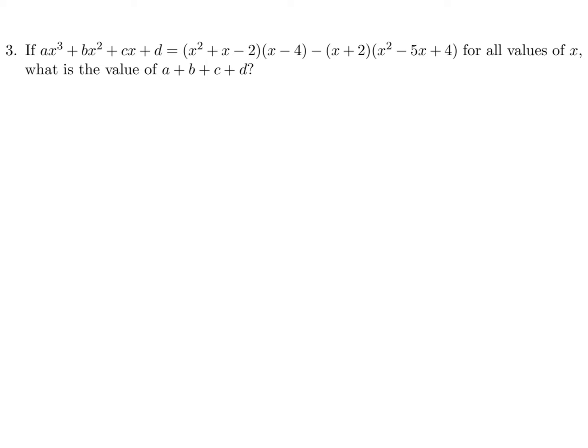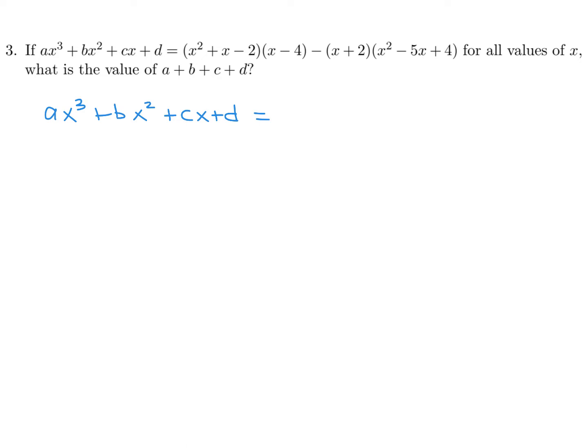If x to the power of 3 times a plus bx squared plus cx plus d is equal to (x squared plus x minus 2)(x minus 4) minus (x plus 2)(x squared minus 5x plus 4) for all values of x, what is the value of a plus b plus c plus d? Okay, so I guess the first thing is we have to expand this. So this side will just stay the same, and then we've got to expand that whole big thing.